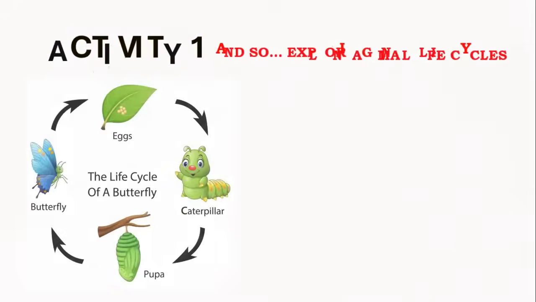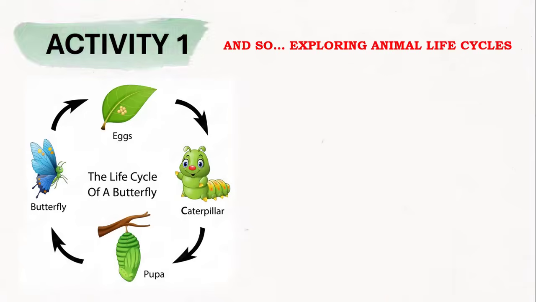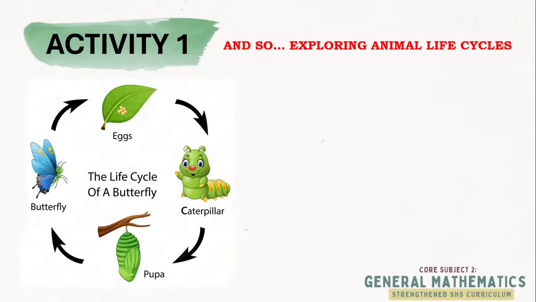Let's begin by observing this image, which shows the life cycle of a butterfly. You see different stages here: the egg, caterpillar, pupa, and butterfly. Notice the clear sequence of each stage. Each one leads logically to the next one.